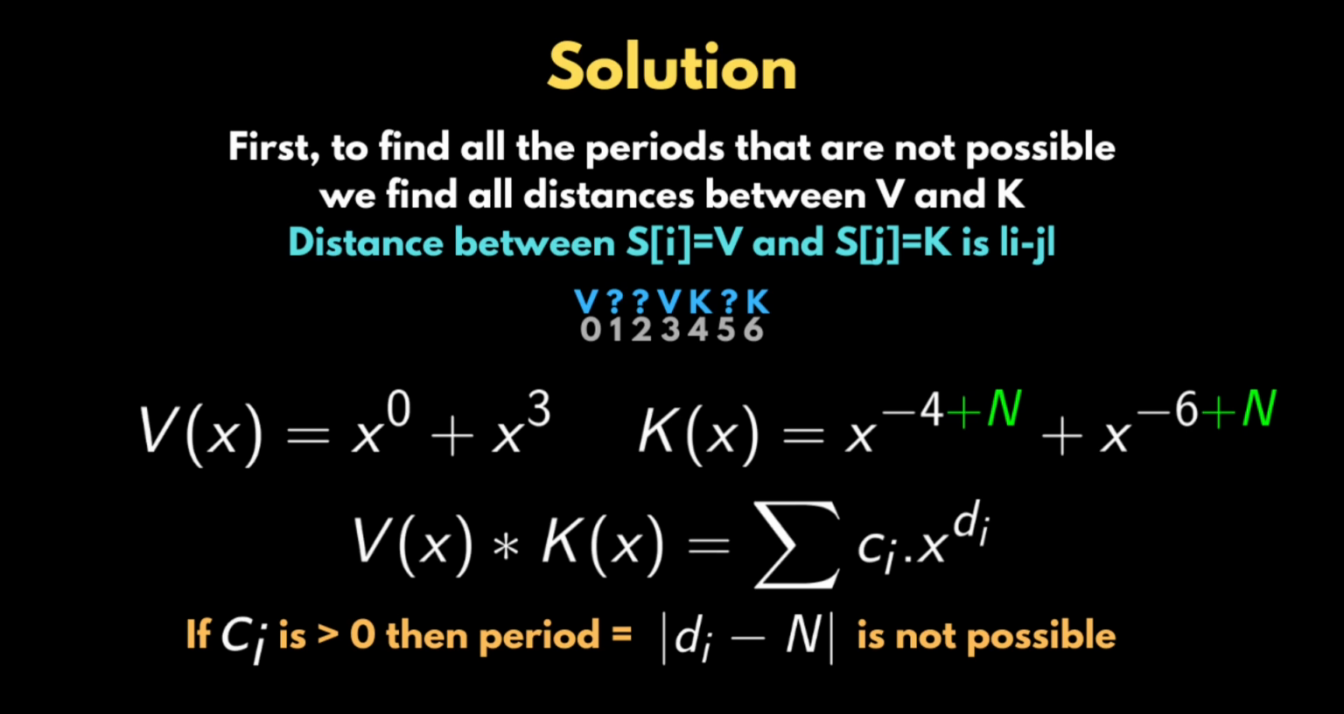So notice that once we have multiplied these two polynomials corresponding to v and k, we will arrive at a polynomial where the exponents will be the distance between v characters and k characters indices, and the coefficient will be either 0 or 1, or it will be positive wherever that particular exponent or the distance is possible. So if ci, the coefficient of the resulting polynomial, is positive, then the period di minus n is not possible. Notice that we are subtracting n again, which we had added in the polynomial of k.